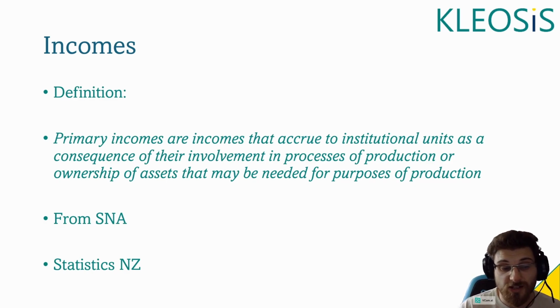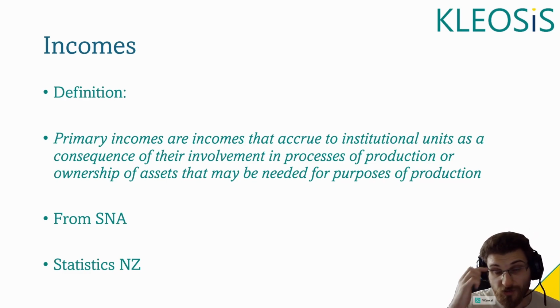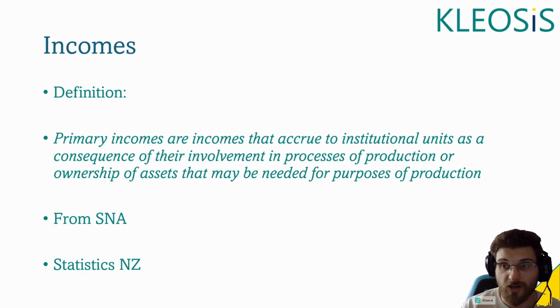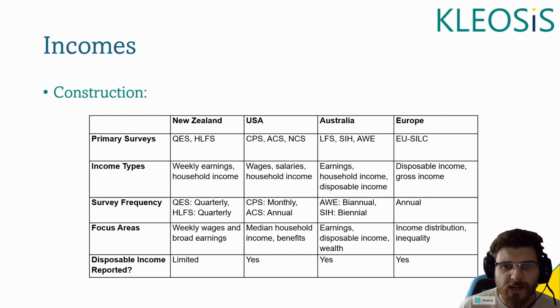So Statistics New Zealand collects this data in New Zealand, and the Australian Bureau of Statistics collects this data in Australia. And in the United States, there are actually several statistics agencies, and I believe it's the Bureau of Labour Statistics who collects primary income data specifically. So how would we construct this in several different countries? Well, I've got a summary from New Zealand, the US, Australia and Europe. These are four broad areas I'm reasonably familiar with.